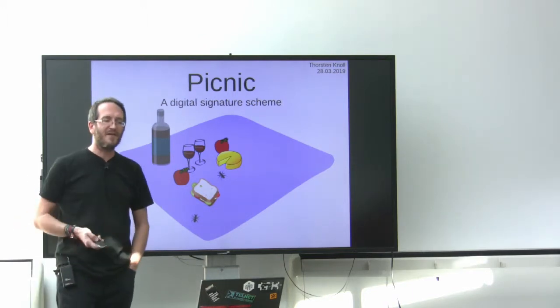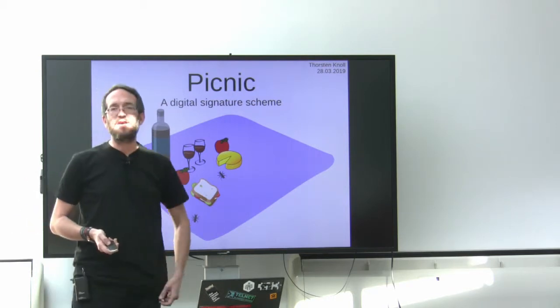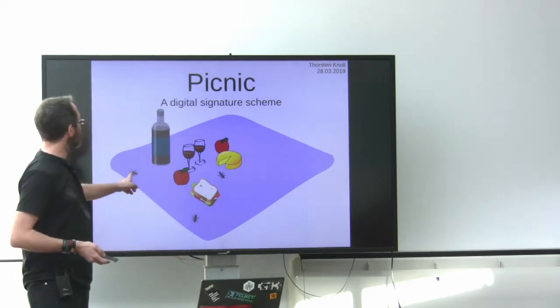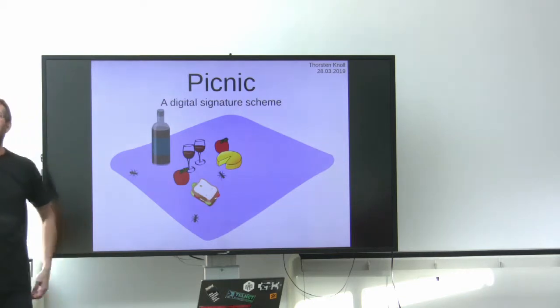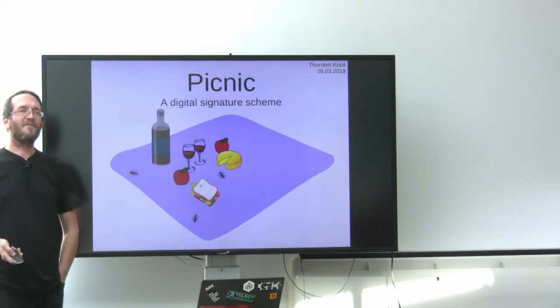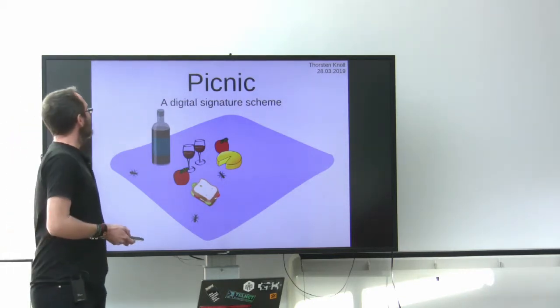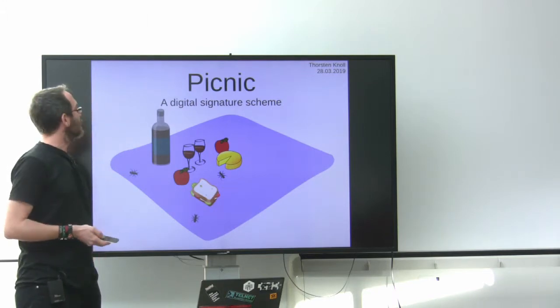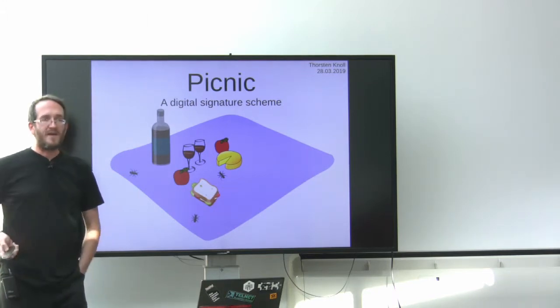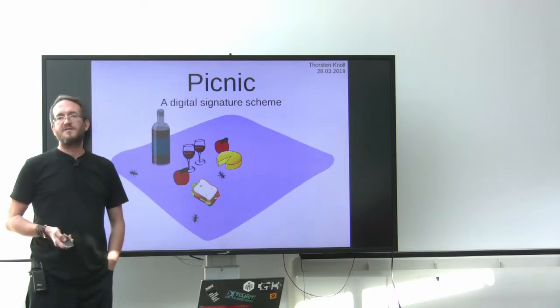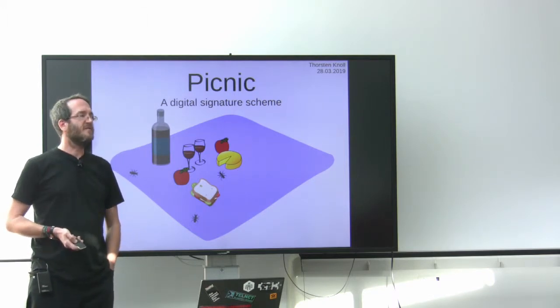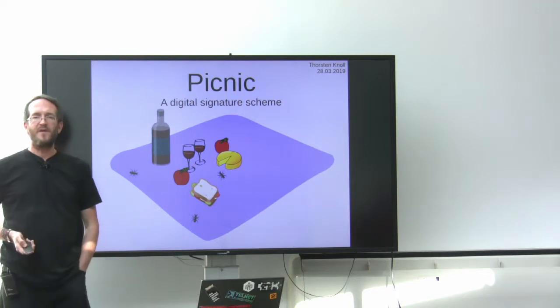And I start with: what would a picnic be for computer science guys without bugs? There had been a lot of bugs, and we want to get rid of them, so how can we do that? No, it's not about getting rid of bugs. It's about what is Picnic, and Picnic is a digital signature scheme said to be post-quantum secure.